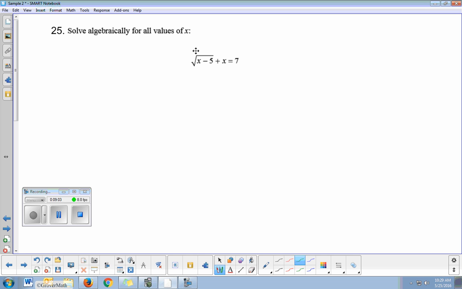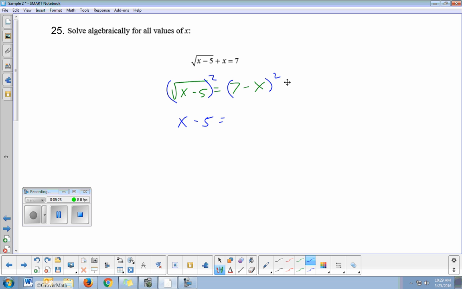You always got to isolate this. I want that to be the only thing on one side, so I got to move this x over first. So the first step is to isolate the radical. So x minus 5 equals 7 minus x. Now that it's alone, I may square both sides. Square both sides. And when squaring a square root, you're just left with the piece inside.